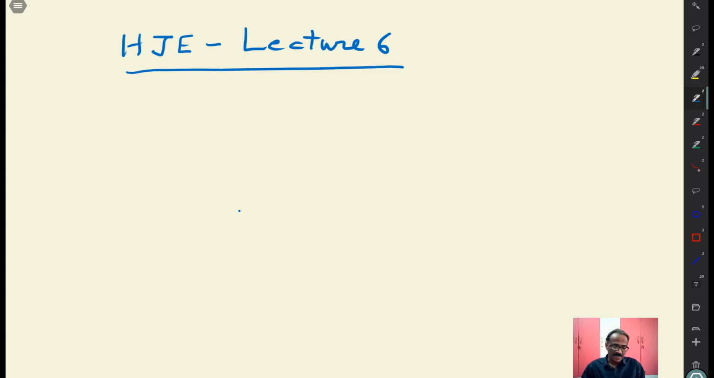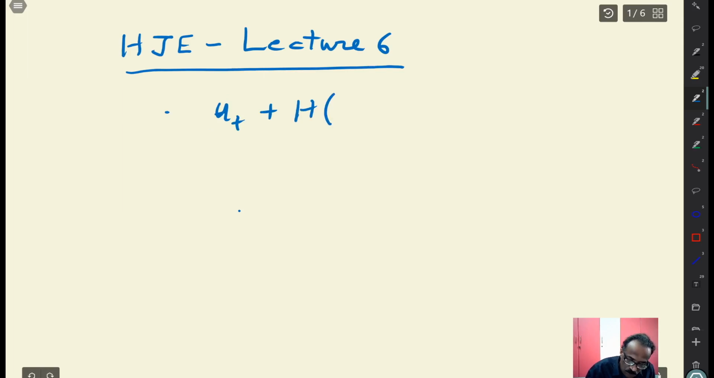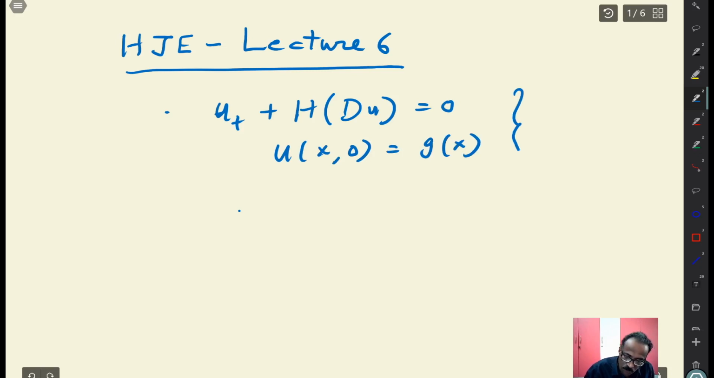But before that, let me consolidate what we have done in the last 5 lectures. We started with the Hamilton-Jacobi equation with the Hamiltonian given by u_t + H(x, u, Du) = 0, with u at t = 0 equal to g(x). So this is your Hamilton-Jacobi equation, and then after this we derived the characteristic equations.